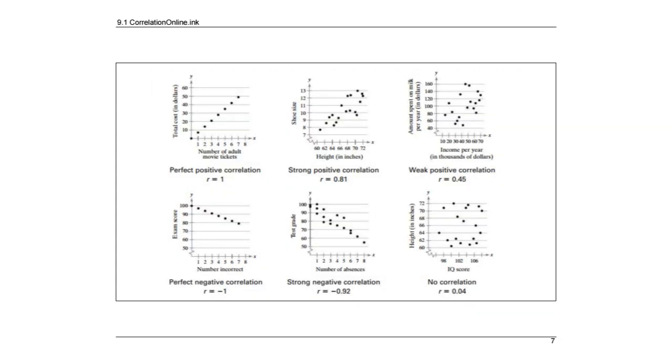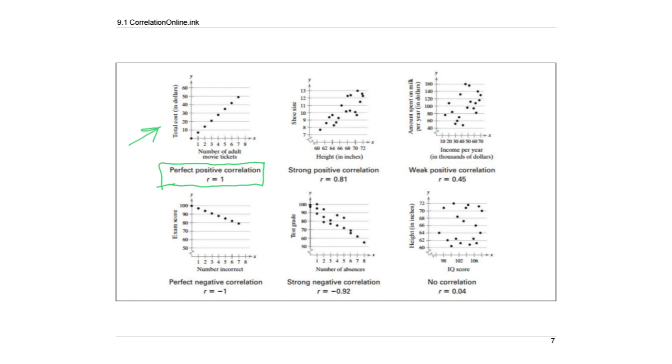Okay, so let's look at these one by one. Let's first look at the top left corner. We plotted these points: the number of adult movie tickets and then the total cost. You can see these are right in a line. All of those data points are perfectly in a line. Not going to happen in real life, but if it did, we would say that we had perfect positive correlation and that R is equal to 1. So 1 is going to mean perfect positive correlation.